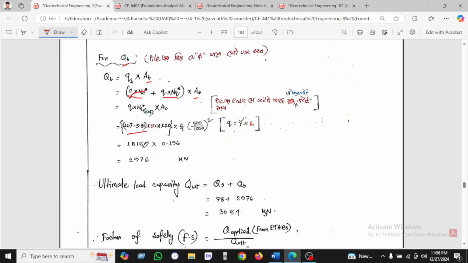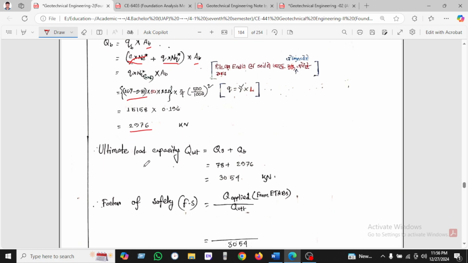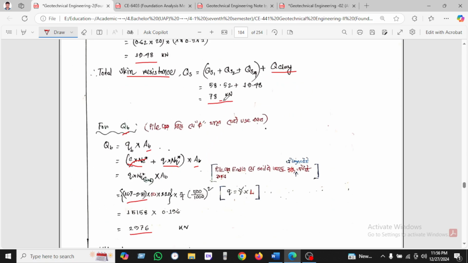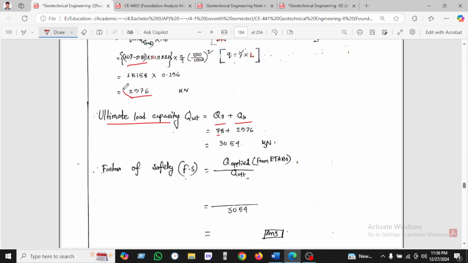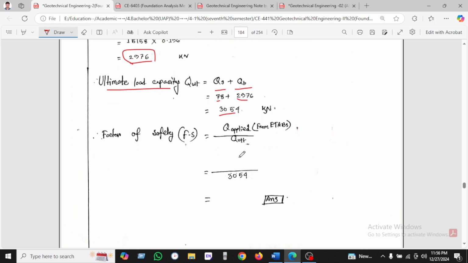Which is 16.92, and found 2976, and the ultimate bearing capacity will be skin resistance plus end bearing. So skin resistance we have found 17, which is 78, and end bearing we have found 2976, and found 7054. And if we get the ultimate load, then we will divide it by a factor of safety 3, and we will find approximately 1000.